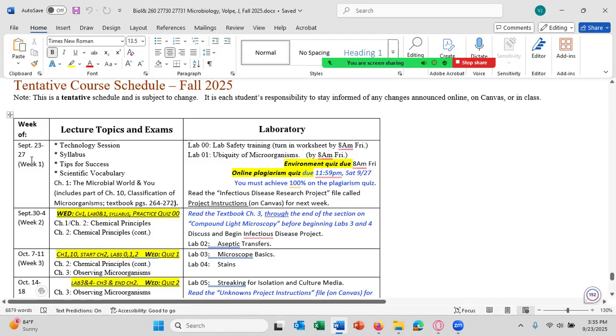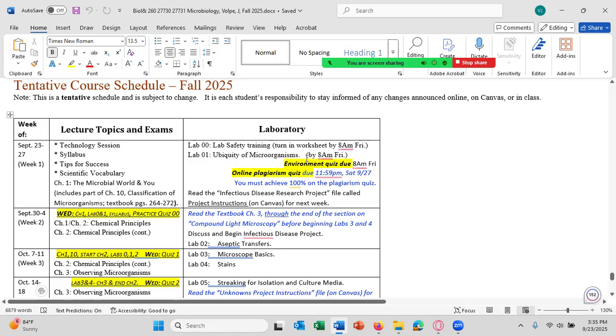So I count Saturday the 27th as the end of the week. And the lecture is in the next column, and then the lab in the third column. Now note that Lab 00 and Lab 01 are due by 8 a.m. Friday. You must have them turned in by 8 a.m.